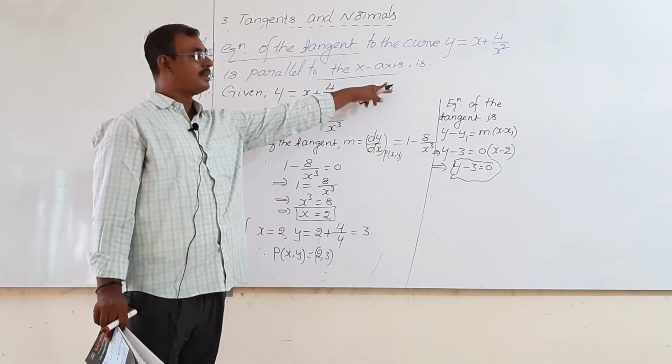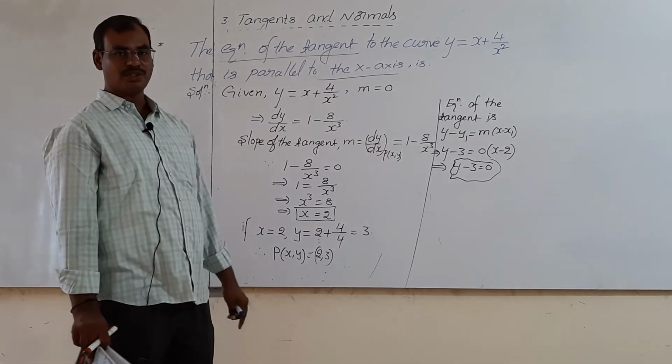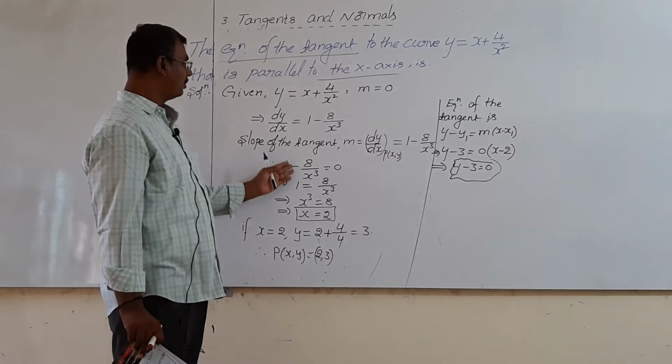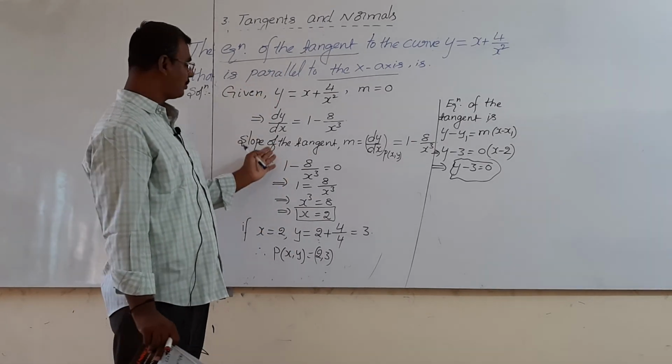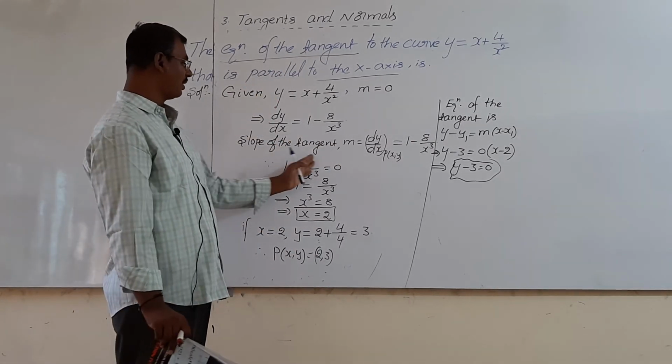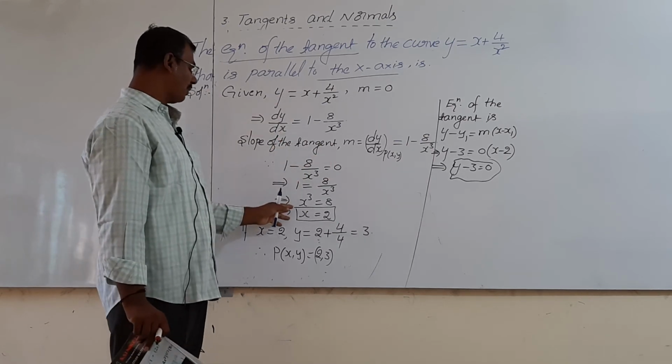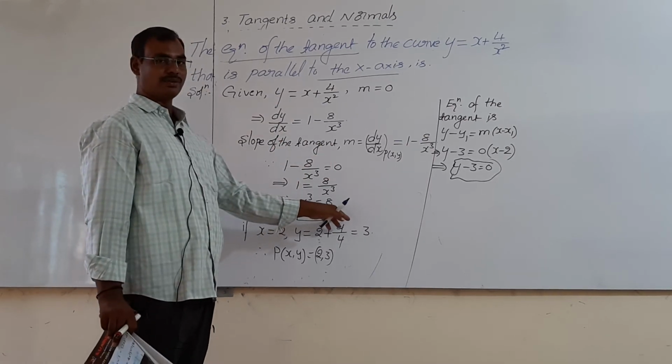On the x-axis, slope is equal to 0. So these two represent the same lines. That means the slopes are equal, m1 is equal to m2, the parallel condition. Applying that, we get x is equal to 2.